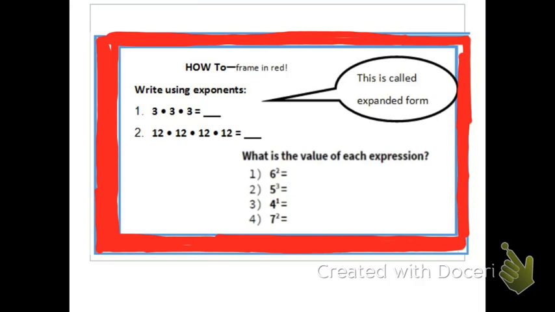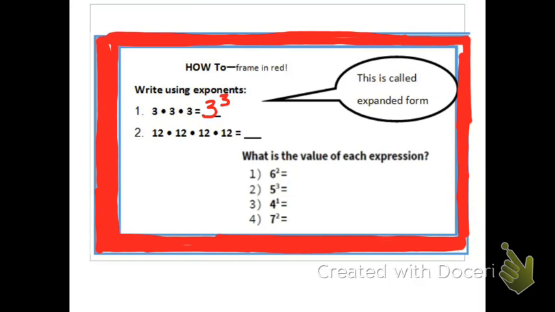Be very careful to read the directions on these, because sometimes they'll ask you for different things. This one just says write using exponents. Does that mean multiply it out? It doesn't. It just means write it with an exponent. So the first one is 3 times 3 times 3. So that's really 3 to the what power? To the third power, because there are 3 of them. So it really means multiply 3 times 3, 3 times.